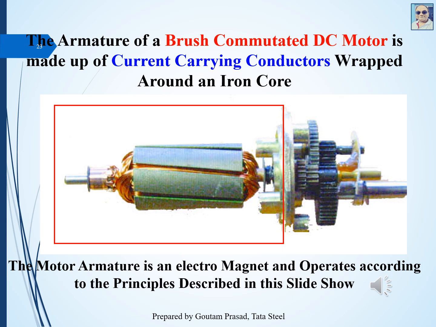The armature of the brush commutated DC motor is made of current carrying conductors wrapped around the iron core. So here is the iron core, and this winding is wrapped around in the slots of this armature. Now, because of the similar kind of parallelly running conductors, poles will be created in this conductor, and because of these poles interacting with the main pole of the DC motor, there will be some movement in these conductors. The motor armature is an electromagnet and operates according to the principle described in this slide. Earlier we have already discussed this concept.